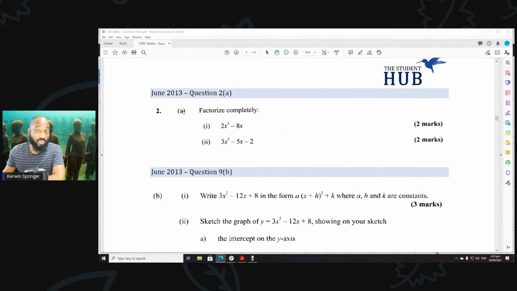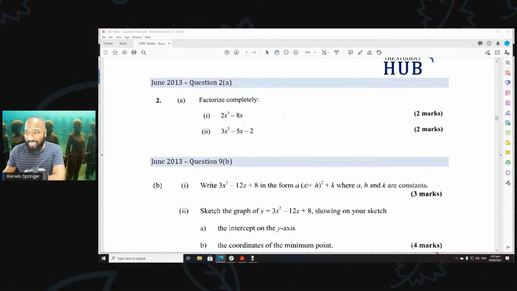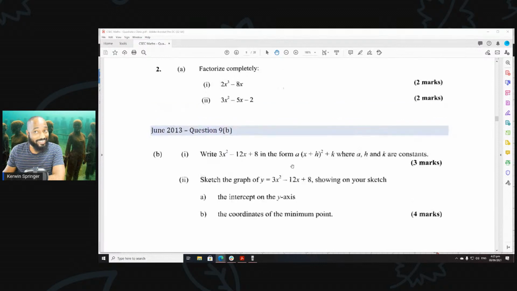So we're in 2013 June now. We're gonna factorize and then we're gonna complete the square and it's starting to get repetitive. Now imagine how it feels for me teaching this for the last 10 years and doing these same questions over and over and acting every year like this is brand new.